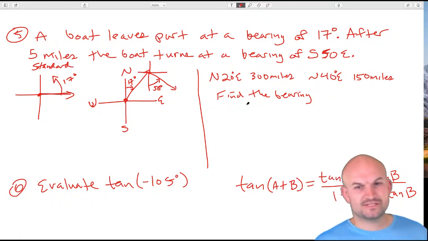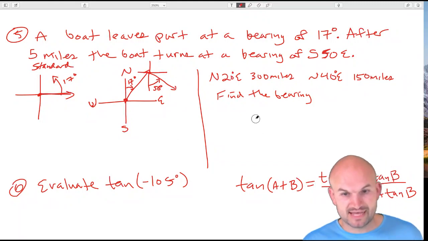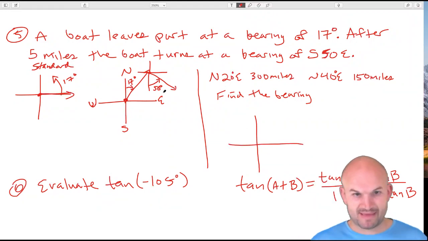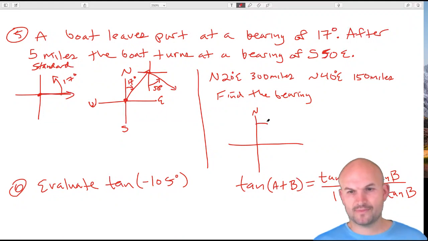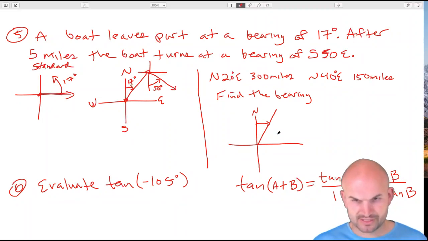Okay? All right, so this student has a similar kind of question. They actually, though, want to find the bearing. So unfortunately, you're going to have to do a little bit more advanced math. I just wanted to show students how to graph this. So you're going to do north 20 degrees east. So we're going to do due north, right? And then 20 degrees east. And then they want to do north 40 degrees east.